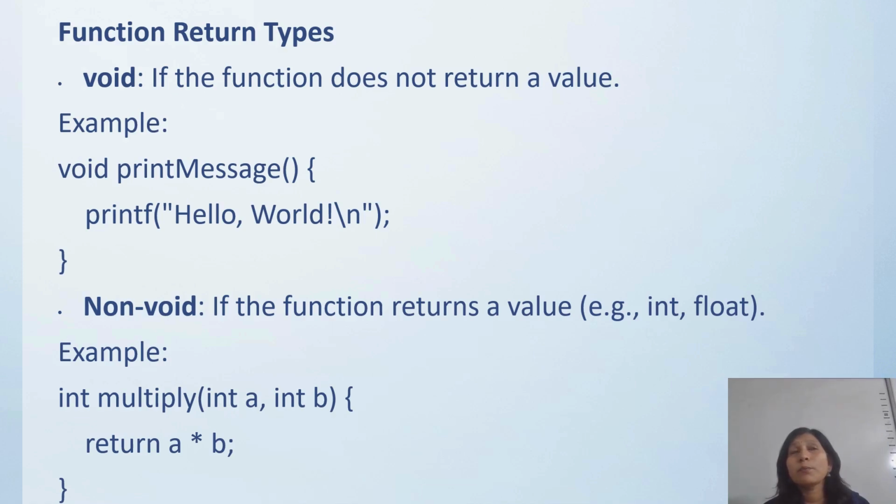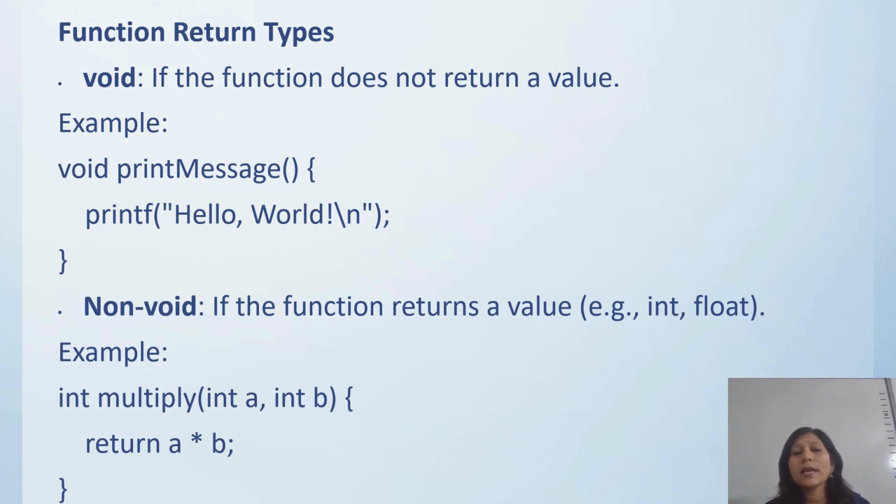and no particular operation is performed and no particular return statement exists. So we do not want to return any value. So in this case, the print message function is declared as void. So in short, when a function does not want to return any value to the calling program, the calling function, the function is declared as void. And the next one is non-void.